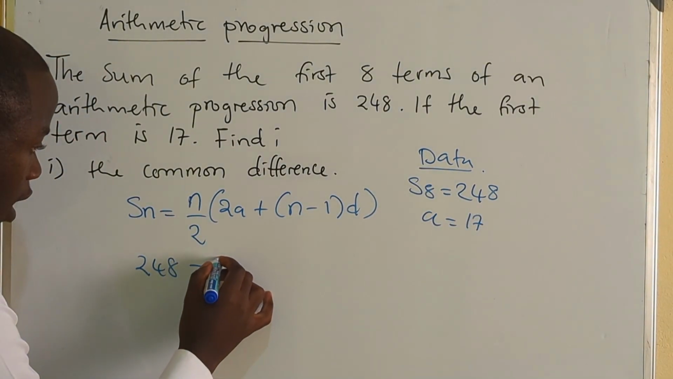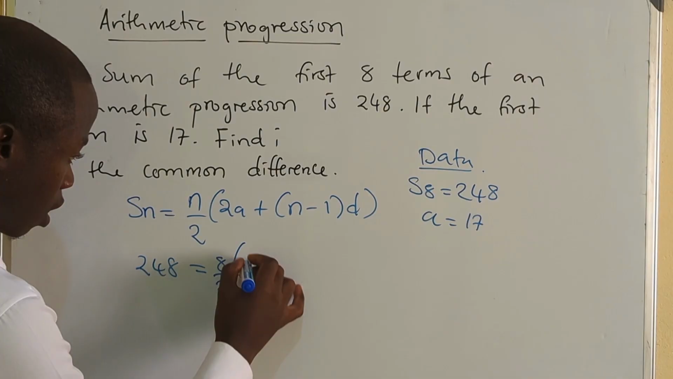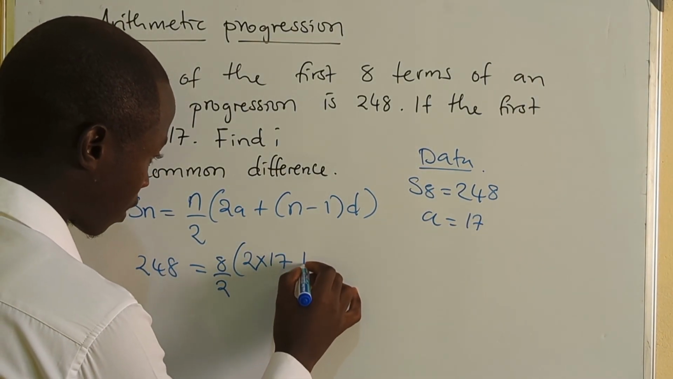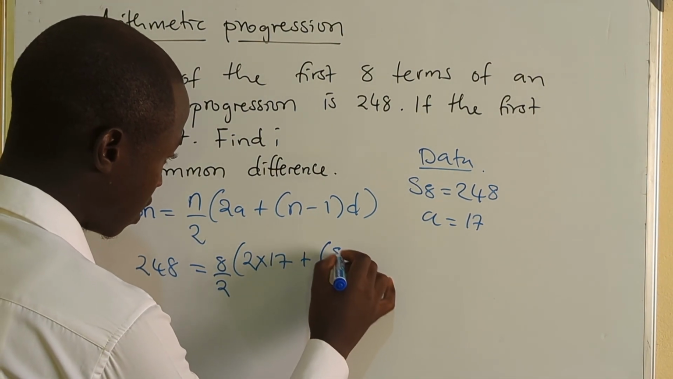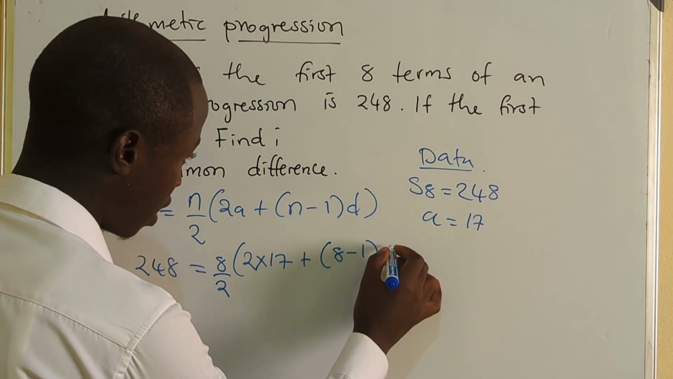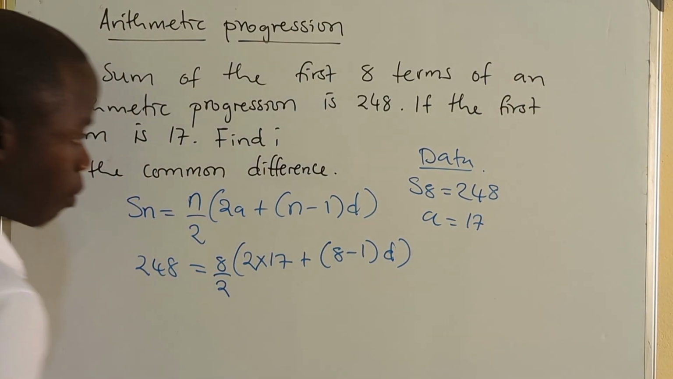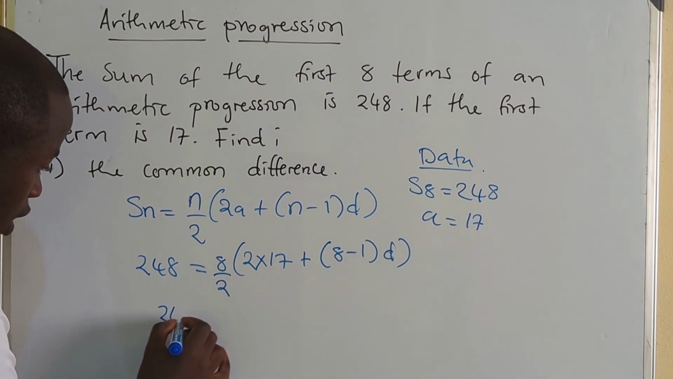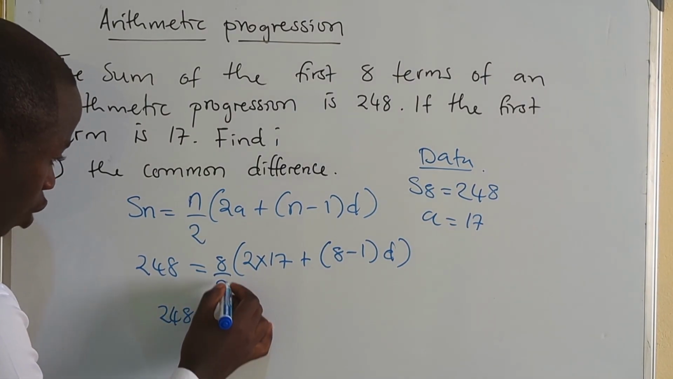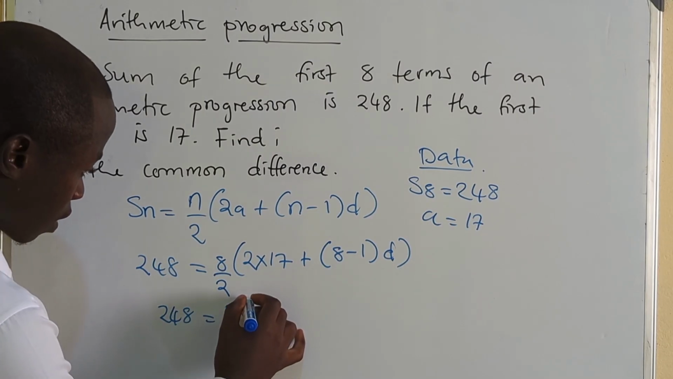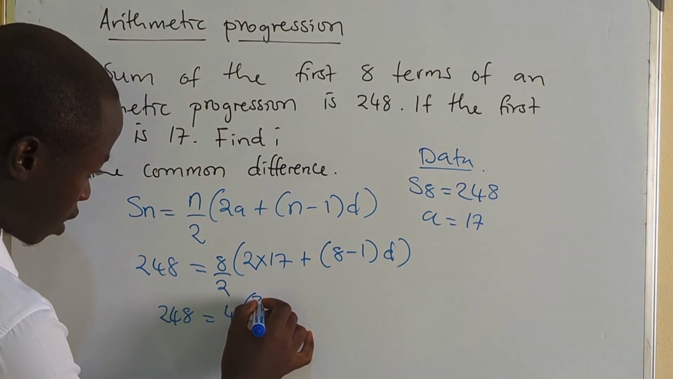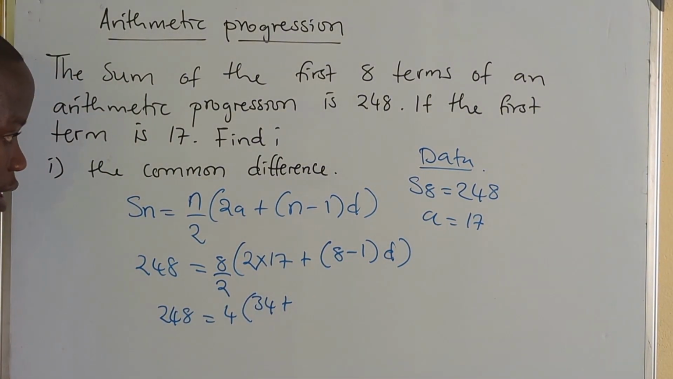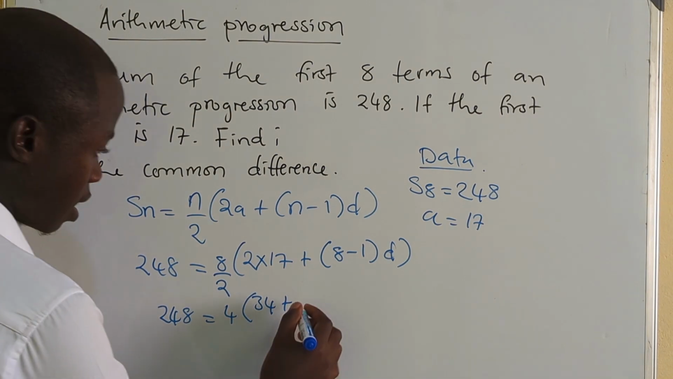So here on n we are putting 8 divided by 2, multiplied by 2 times a, which is the first term, this is 17, plus n, this is 8 minus 1, multiplied by d, which is the common difference that we are calculating. So here we have 248, and this 2 into 8, it goes 4 times. So 2 multiplied by 17, this is 34, plus 8 minus 1, this is giving us 7, multiplied by d, this is 7d.